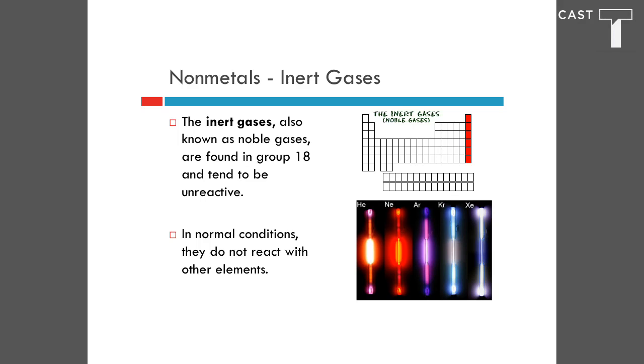There's a special group of nonmetals called inert gases. The inert gases are also known as noble gases. They're found in group 18. They tend to be unreactive. They don't like to connect or combine with other elements on the periodic table. Basically, in normal conditions, they don't react with other elements.